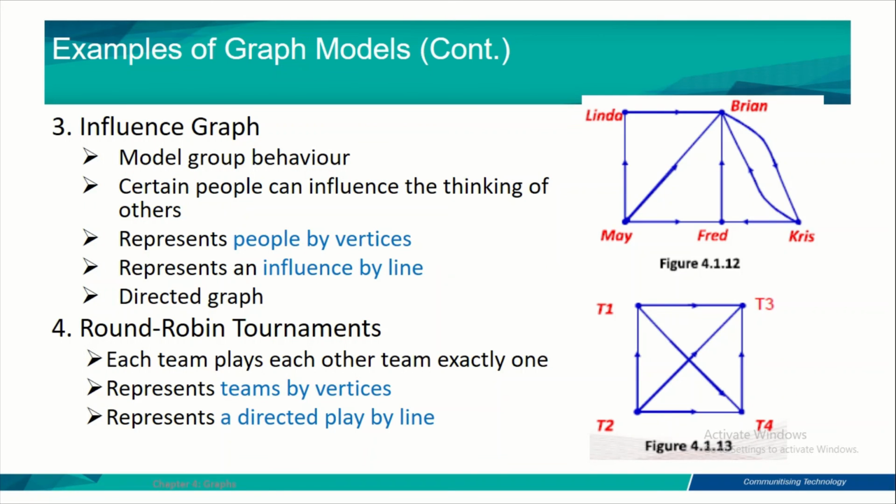Number 3 is the influence graph to model the group behavior of certain people that can influence the thinking of others. Represent people by vertices and represent influence by lines. This is a directed graph. Number 4 is the round robin tournament. Each team plays each other team exactly once, so this is a directed graph. Represent teams by vertices and represent a directed play by a line.